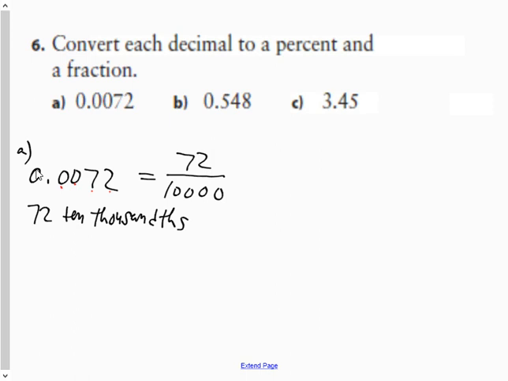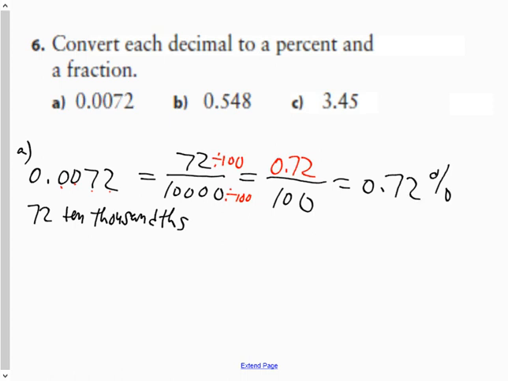Once I have it written as a fraction, because I read it with place value, my denominator is already base 10, so it's real easy to create an equivalent fraction out of 100. I'm going to divide both numerator and denominator by 100, because I have to knock off 2 zeros and 100 has 2 zeros. When I do that, I get 0.72 out of 100, which is equal to 0.72%. Okay, less than 1%.